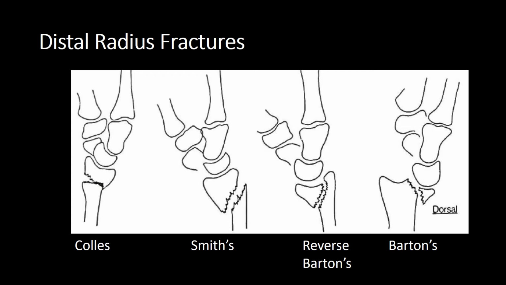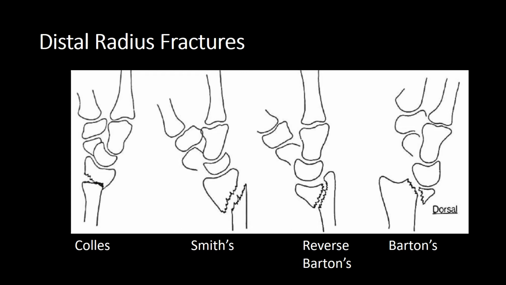Conversely, a Smith's fracture is volar or anterior displacement of the distal fragment. Now, these aren't as common as Colles, but they do occur. So it's important to be able to recognise the difference between a Colles fracture with dorsal angulation of the distal fragment in comparison with a Smith's fracture, which is anterior or volar angulation of the distal fragment.